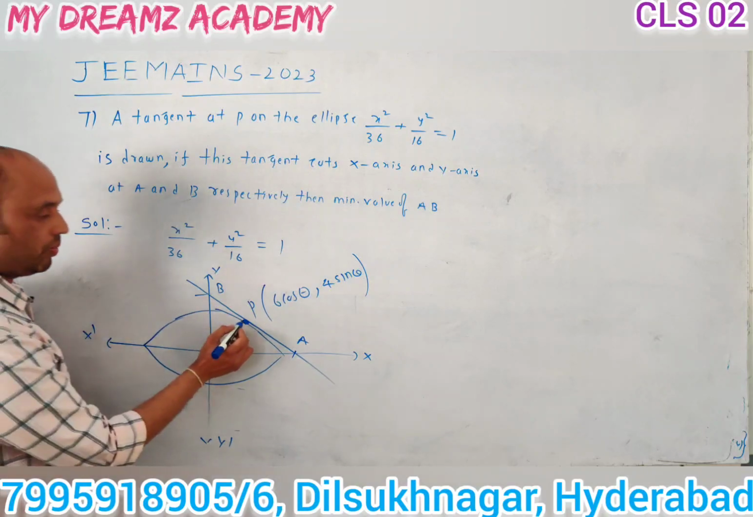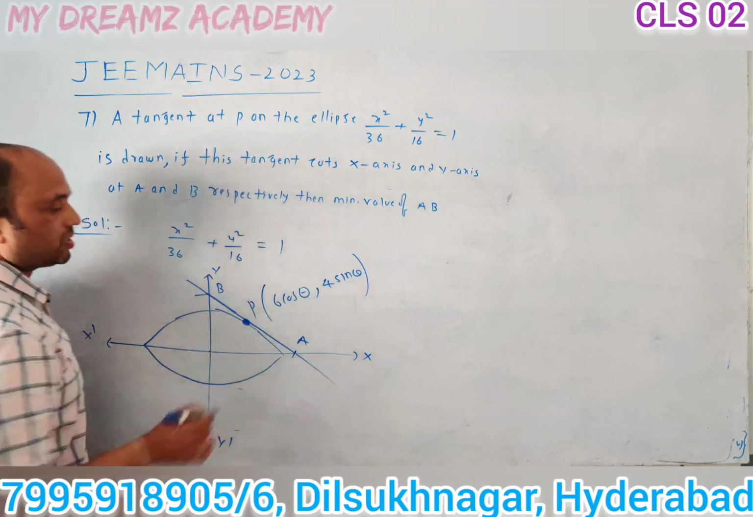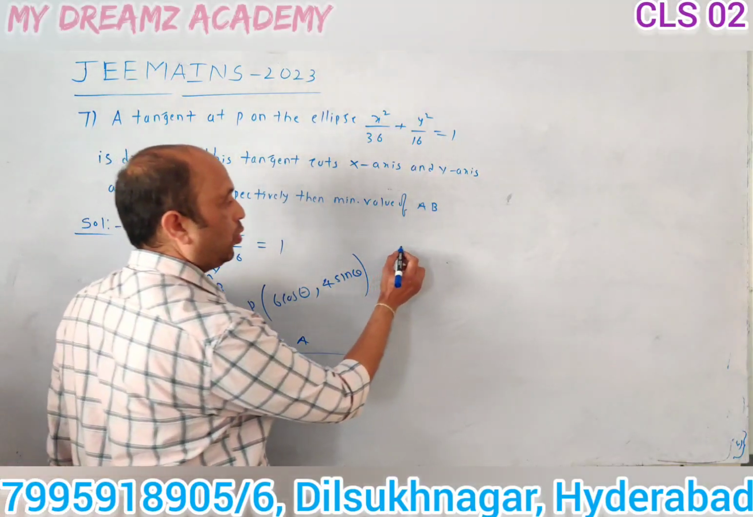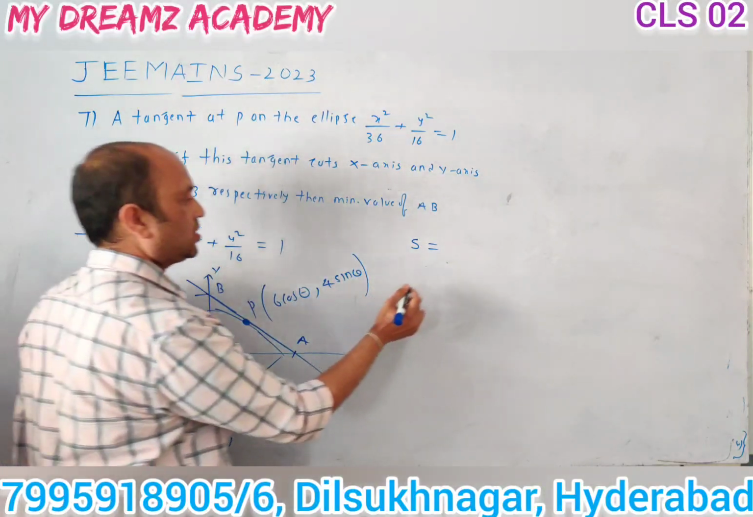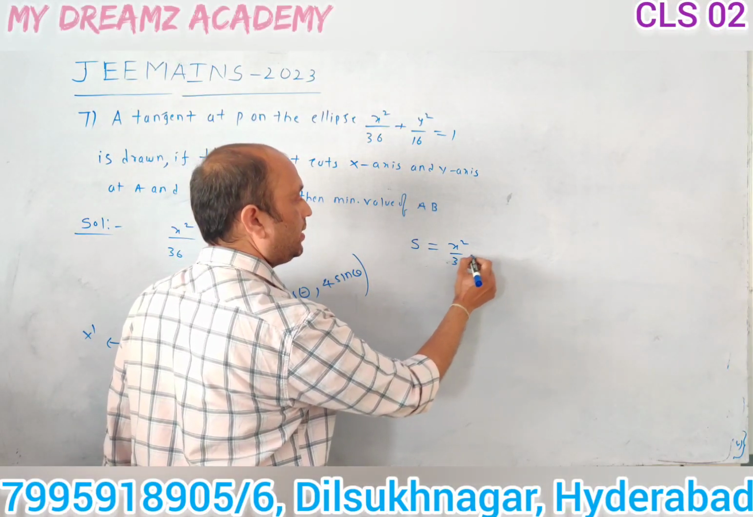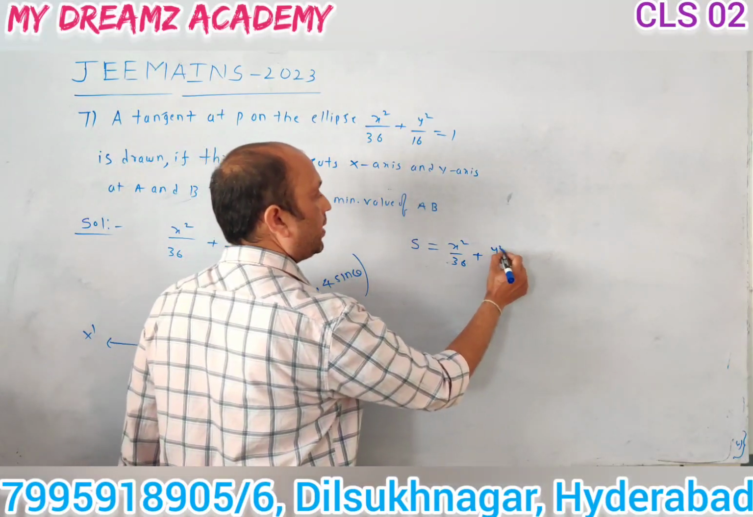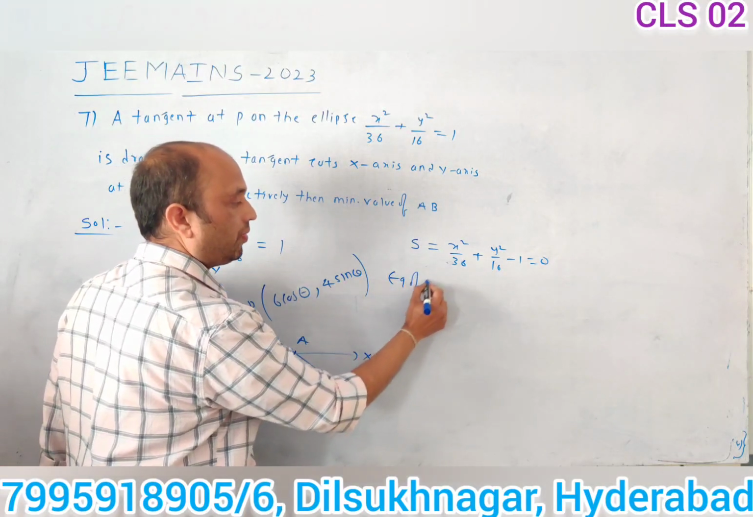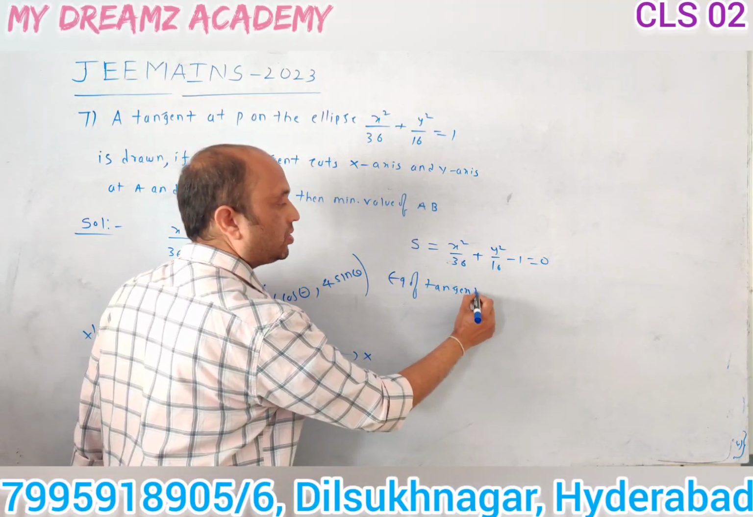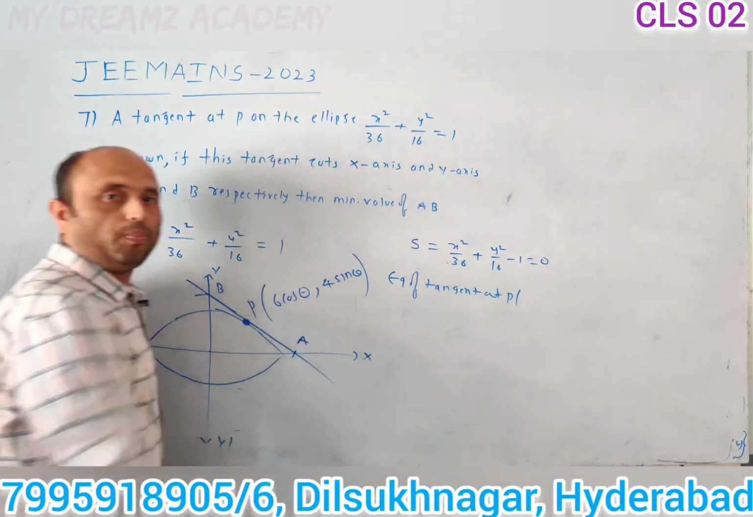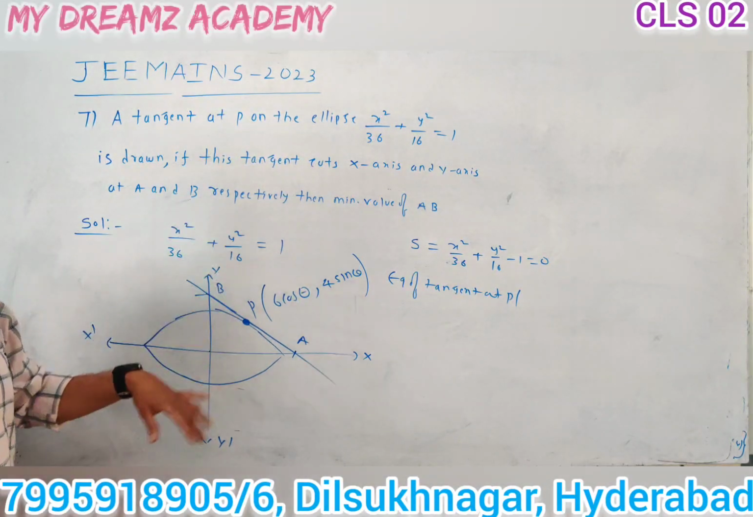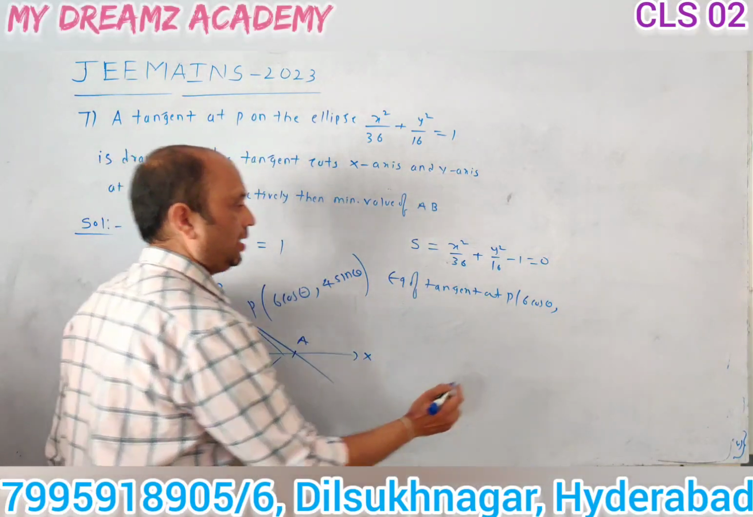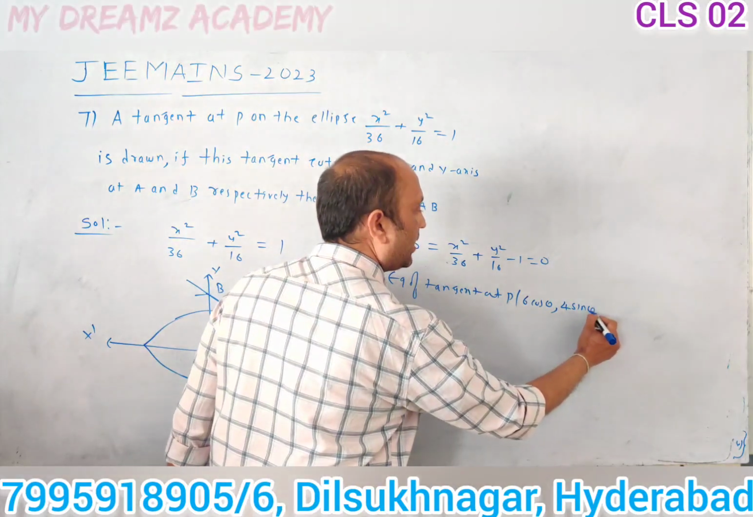Now, first of all, I want to find the equation of the tangent. Suppose S is equal to x square by 36 plus y square by 16 minus 1 equal to 0. The equation of the tangent at point P, and this is the required point, (6 cos theta, 4 sin theta).